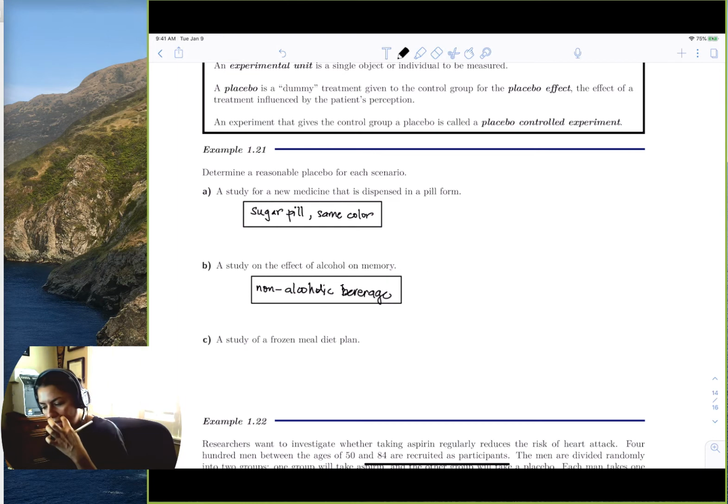So what could we do, right? So we're going to give the treatment group the actual meal plan, right? But the placebo group, we're going to have to give maybe a non-dietary frozen food.